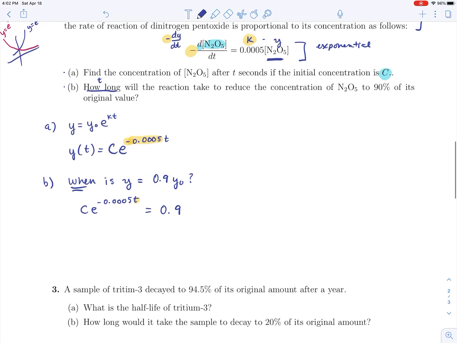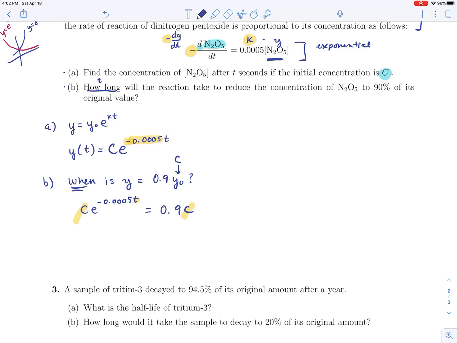I forgot the C. Y naught is C, and there's C. As it turns out, the C's on both sides cancel. That's what happens if you're asking for a proportion, 90% of something or a third of something, then it doesn't really matter how much you started out with. It only matters the proportion that you have at the end.